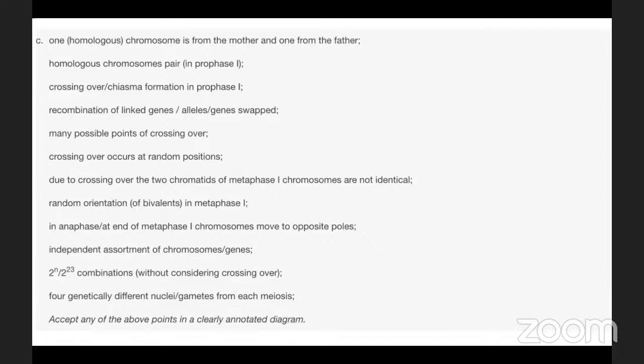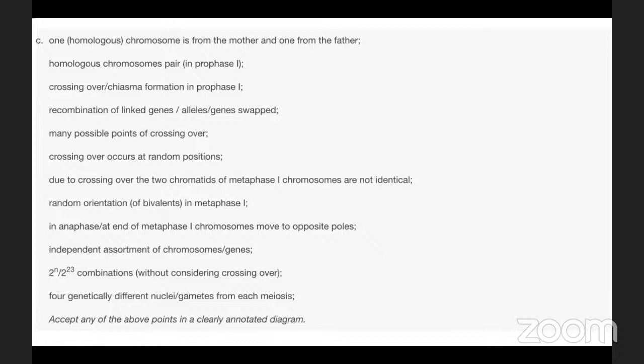And the best thing is crossing over occurs at random position. Mana-mana je dia akan pilih, tak kisah dekat mana. So even more possible variation. So due to crossing over, the two chromatids of metaphase 1 chromosomes are not identical. So bila dah berlaku crossing over, dua-dua chromatid tu dia dah tak identical. So nanti bila dia split, there will be even more genetic variation.